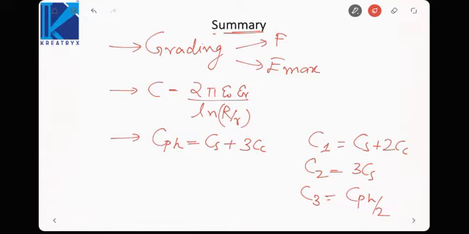So this is all from this lecture. In the next lecture we will see what kind of losses do occur in a cable. As we saw in case of overhead line, I square R and V square G losses and the corona loss, what kind of losses does a cable encounter?